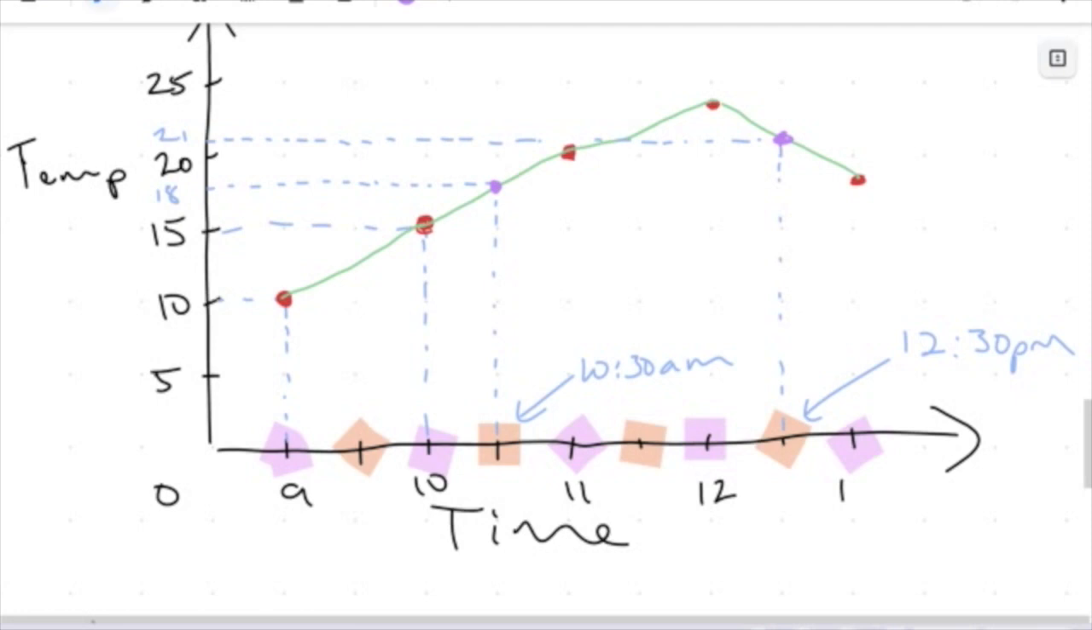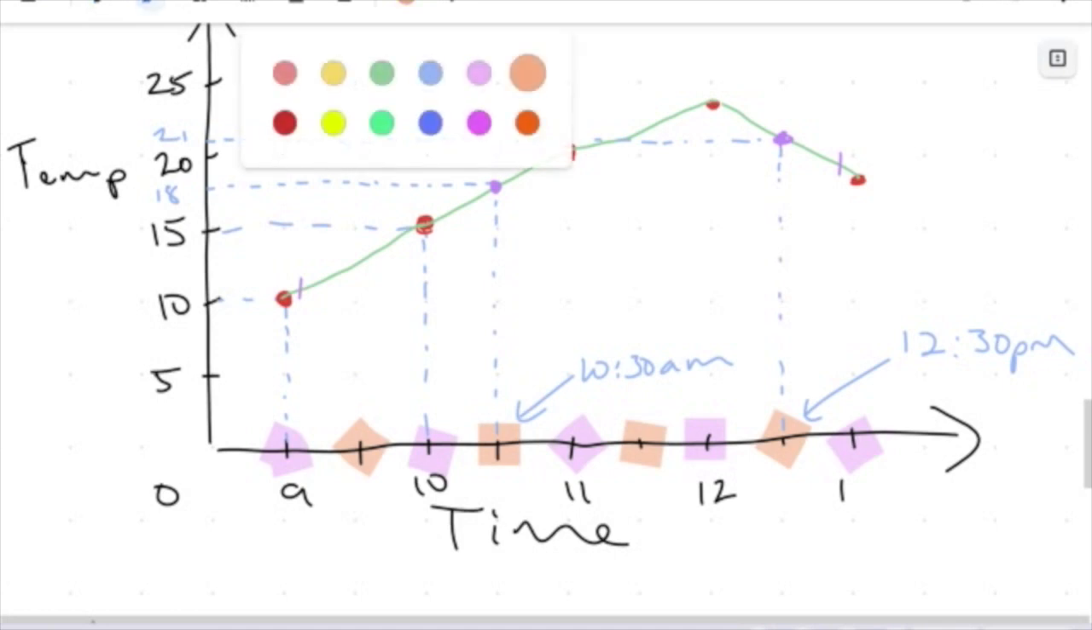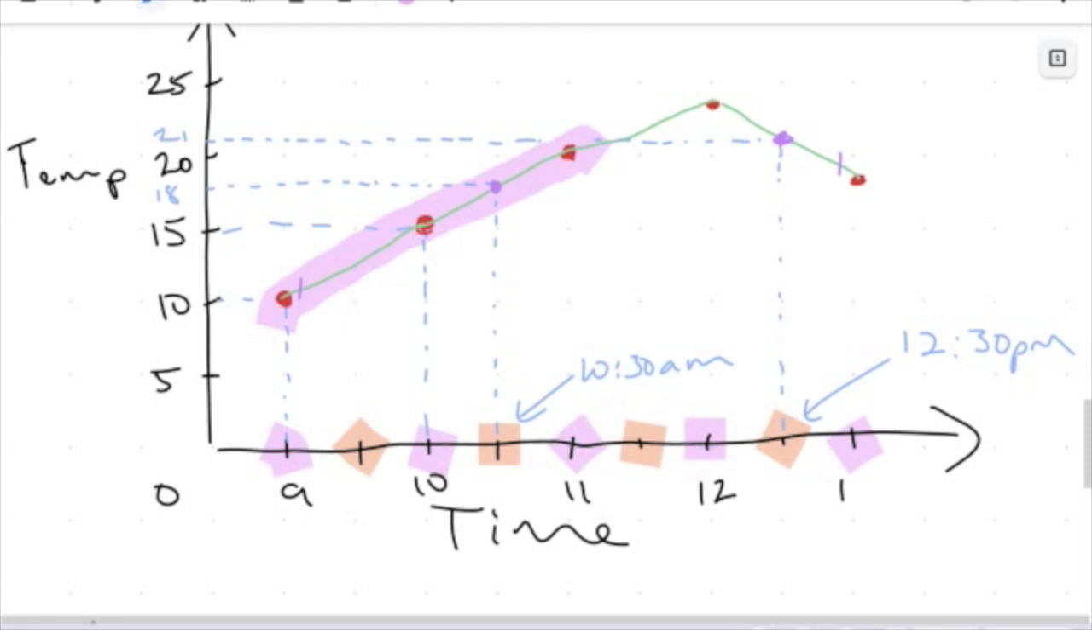So I can find the temperature at 9:13. I can find the temperature at 12:59. I can find the temperature at 10:23. Because these are continuous, I have a spectrum anywhere along this graph, all the way along my different times, I can find the different temperatures, and I can get really exact about this if I've drawn a good line.